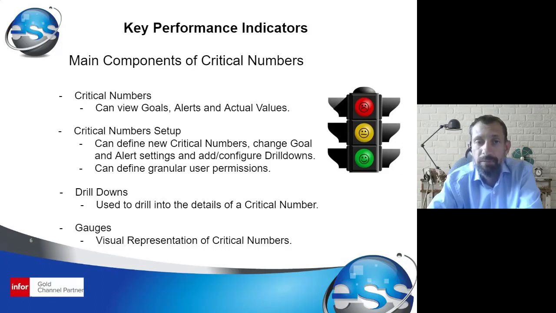There's also the critical number setup. That's where you can define or create your own customized critical numbers. It's also where you can change the goal and alert settings on predefined critical numbers. You can also add and configure the drill downs, which I'll talk about in just a second. You can also define very detailed user permissions as well, which I think is a huge benefit of this as well. You have very detailed user control, both at the critical number level as well as at the category level, to make sure that you know exactly who is able to see your data.